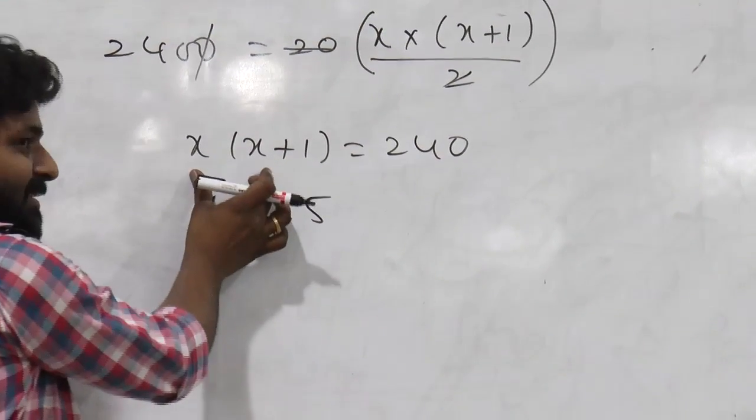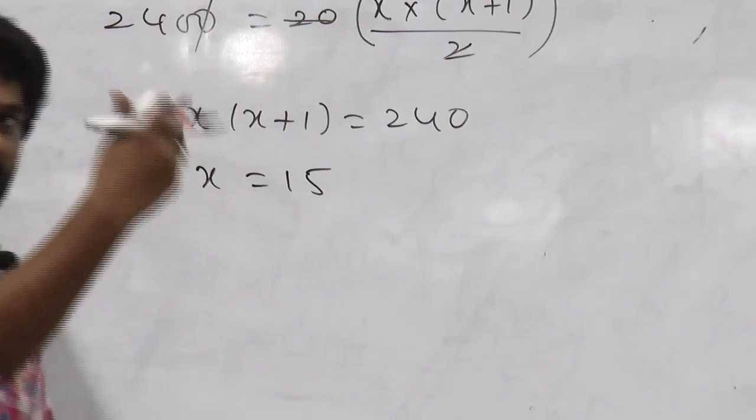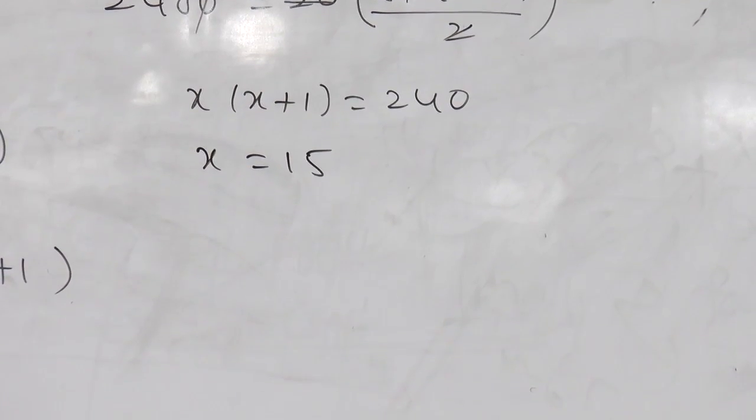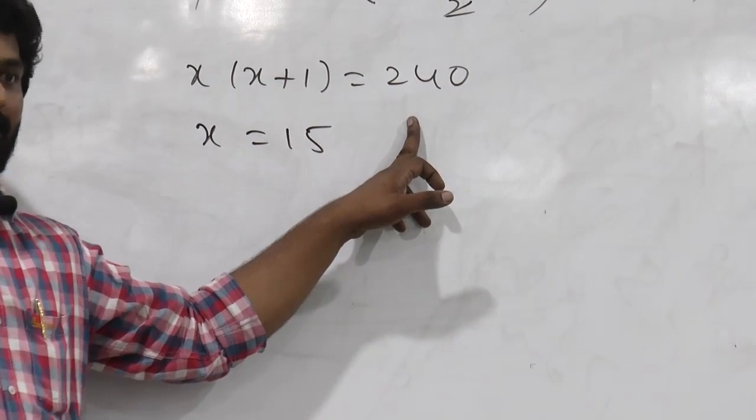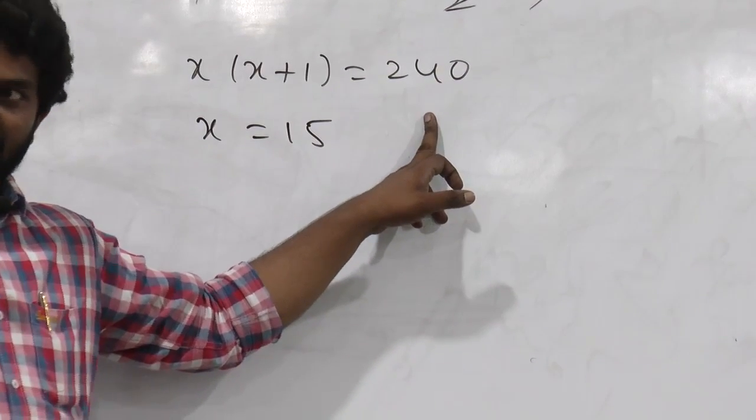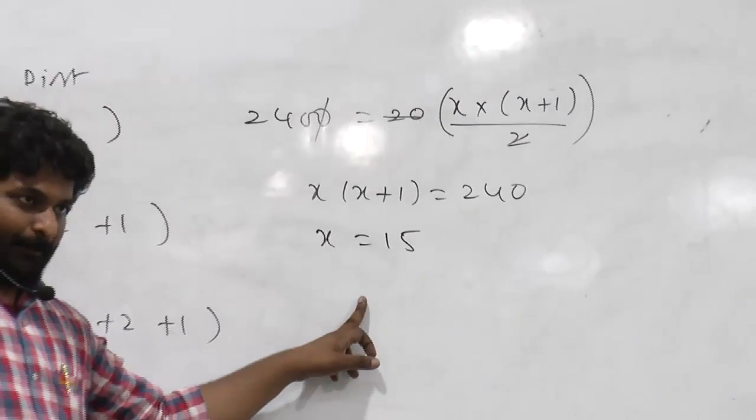This is a product of consecutive numbers, right? Small number square plus small number. The square value nearest to this number is 15. 15 square is 225, plus 15 is 240. Satisfied. So x value is 15.